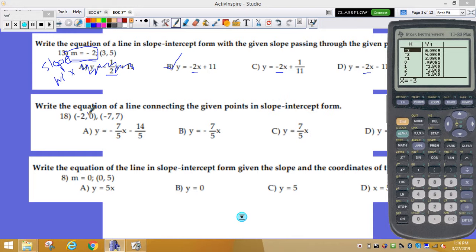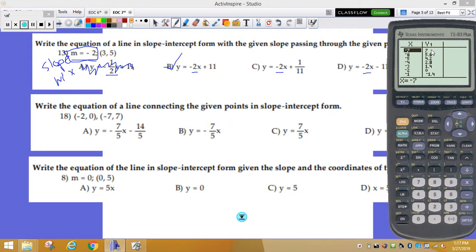Find the equation of a line that has both of those points. Well, let's just start typing them in. A says negative 7/5 x minus 14/5. And let's second graph. And we're going to see if it goes through both of these points. So let's look at negative 2, 0. It does. It hits at negative 2, 0. Let's look at negative 7, 7. So I need to scroll up to get to negative 7. Oh my goodness. Again, the first answer was right. So the one that goes through both points is A.